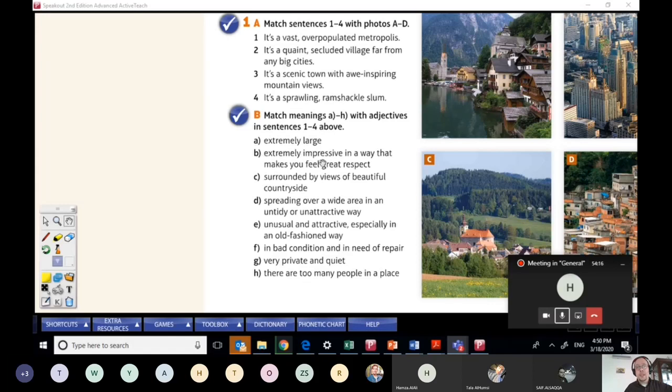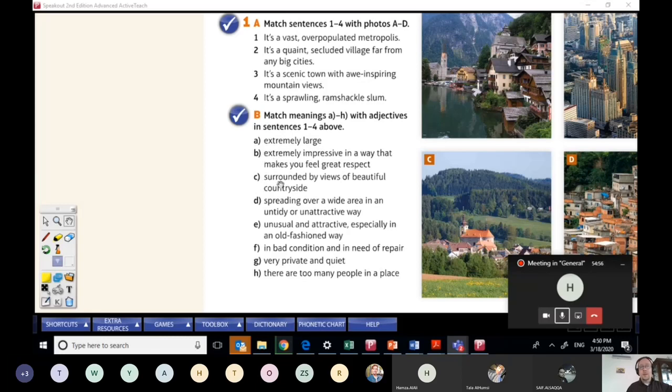Extremely impressive in a way that makes you feel great respect. Scenic? No. Awe-inspiring? Awe-inspiring. Good. Awe-inspiring. So awe, you know the word awesome. Okay, so we also know the word awful, okay? So awful originally was a positive word, and over time it changed into a negative word. I'm not sure why, but it's full of awe, and awe is like something that's so amazing that you feel so respectful towards it. So awe-inspiring goes here with B.